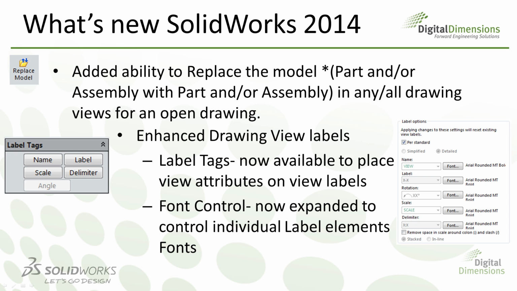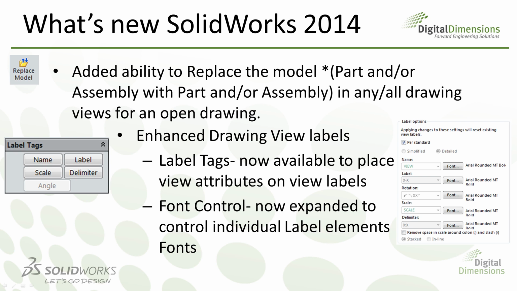In addition, they've enhanced drawing view labels such that we now have label tags. So in other words, if you edit a view label, for example on a detail view or on an auxiliary view, if you edit that label and you delete the scale, in the past there was no good way to get it back. Now, however, we have label tags, and we can go in there and click, and it will pull that drawing view property or attribute for that drawing view label.